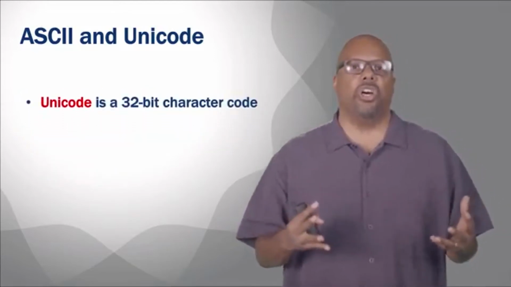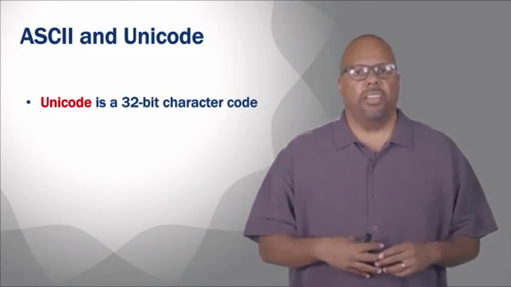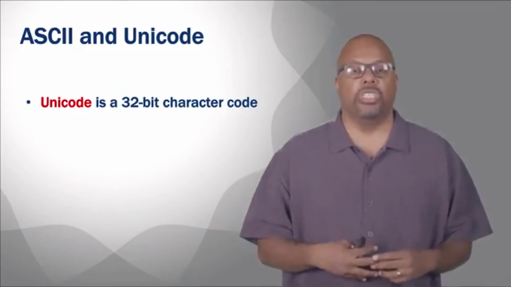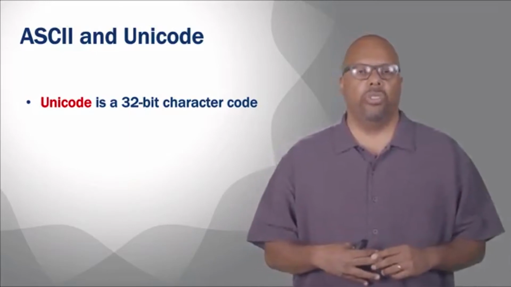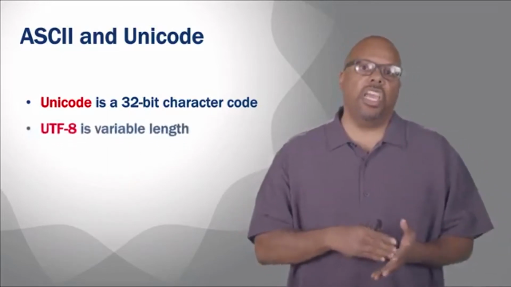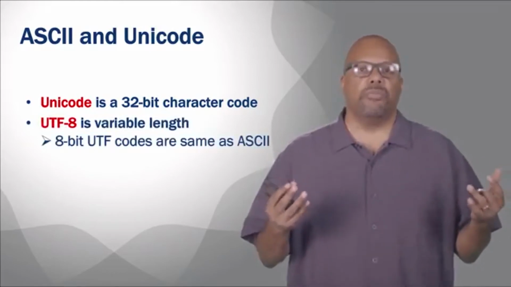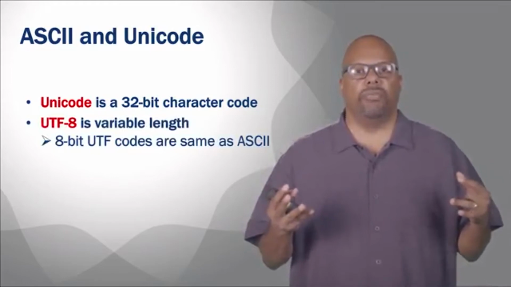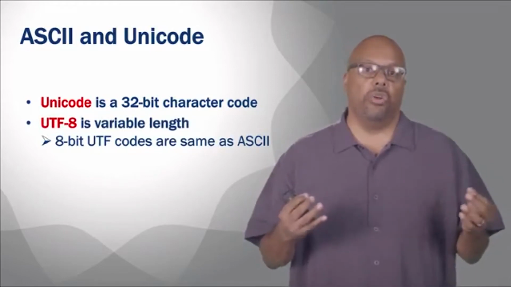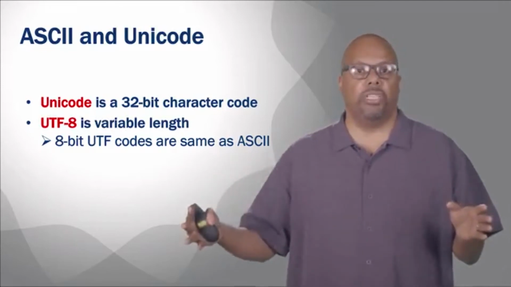Unicode is a character code that is a 32-bit long code. And so you can represent 2 to the 32, which is a lot bigger. 2 gig, I think. So that's a lot of characters. Now, UTF-8 is sort of a subset of Unicode. It's a variable length code. So it can be 8 bits, but it can go up to 32 bits.